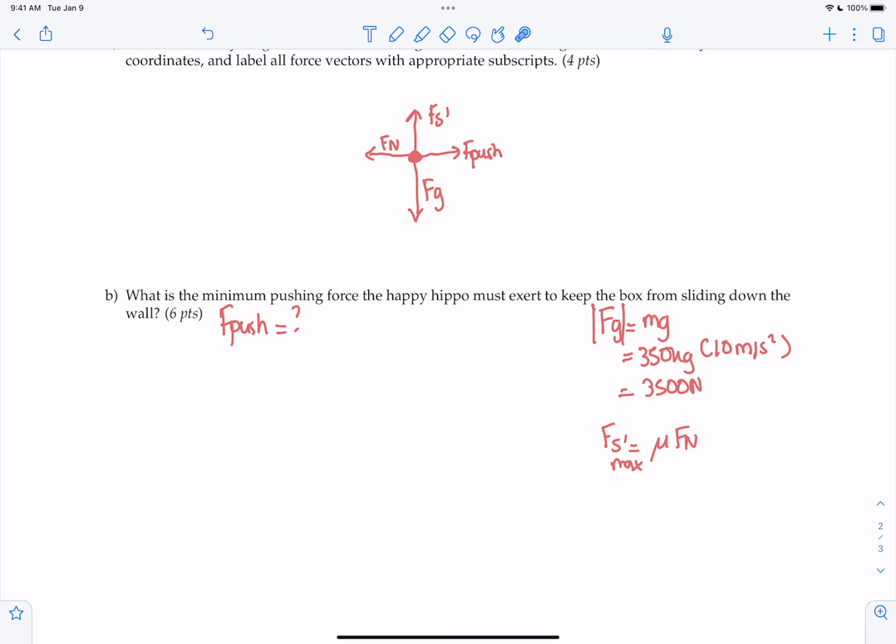So I have to think about this as if the minimum pushing force means that my static friction force is at its maximum. It's putting in the most work possible to prevent the object from slipping. Static friction force refers to the friction force that prevents an object from slipping, right? My hand is preventing the object from slipping, right? Because I'm pushing up against that box on the wall, right?